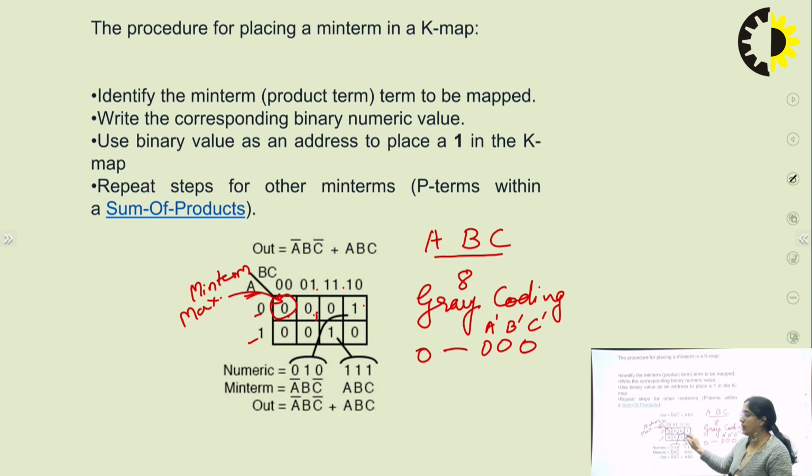Now this will not be 2, this will be 3. We go with single bit change, single bit transition. So it is 0 1, then 1 1 and then 1 0. Similarly, here it will be 4, 5.